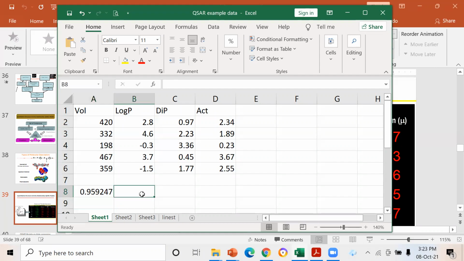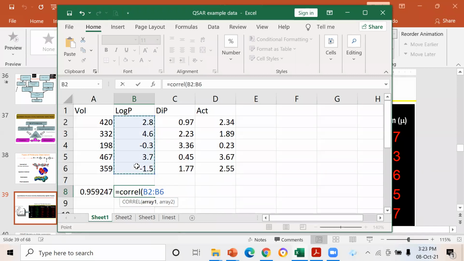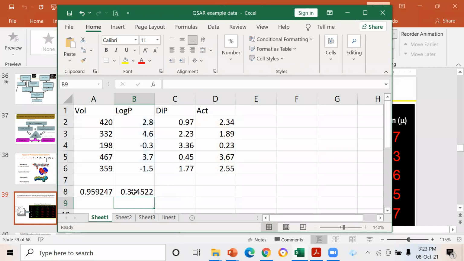Okay, now let us do correlation between log P and activity. I hope you are quite familiar with Excel. The correlation between log P and activity is bad, only 0.38. So we cannot make a model with log P and activity because it's bad. We can definitely make a model with the volume versus activity because it's very, very good, closer to 1.